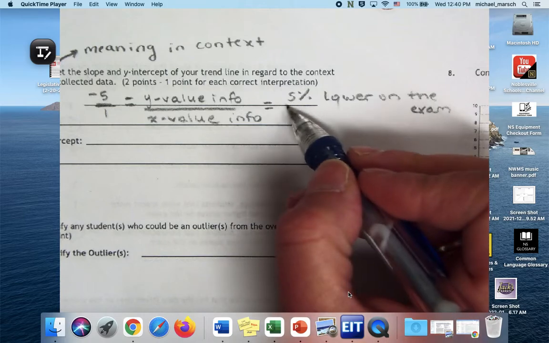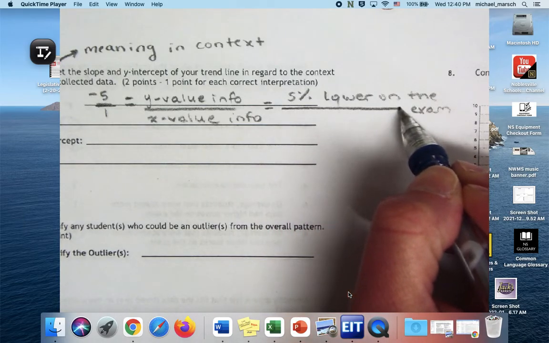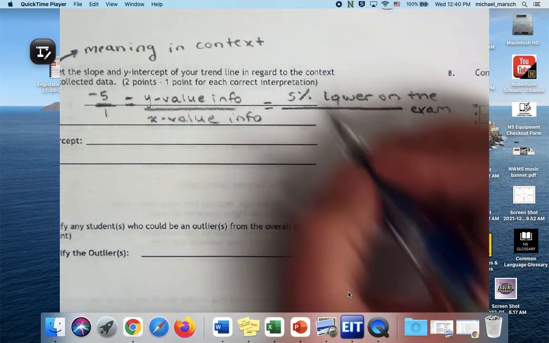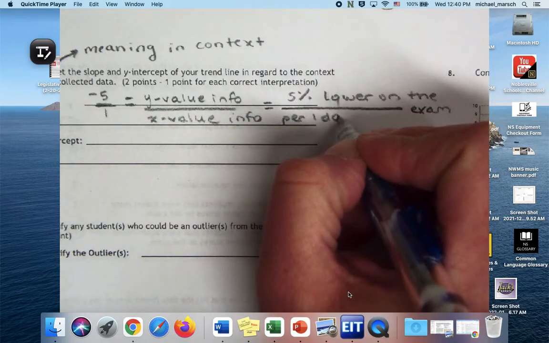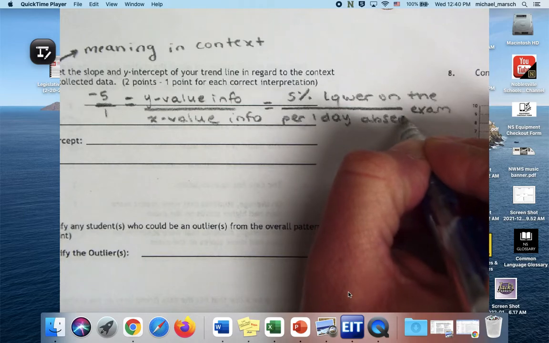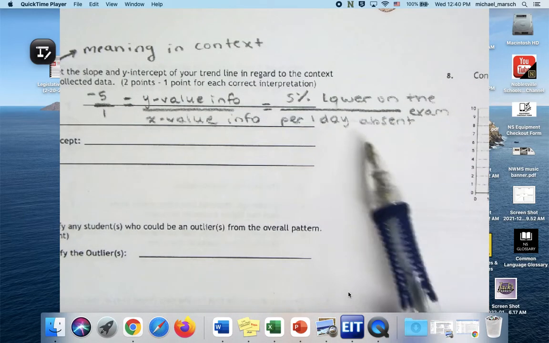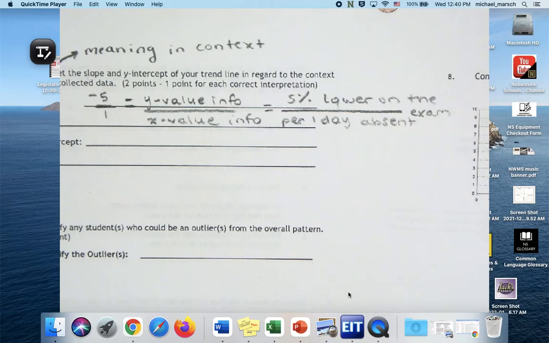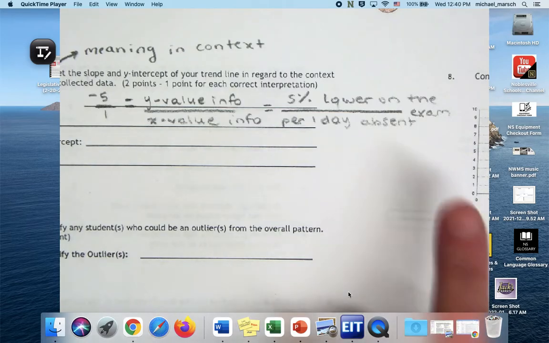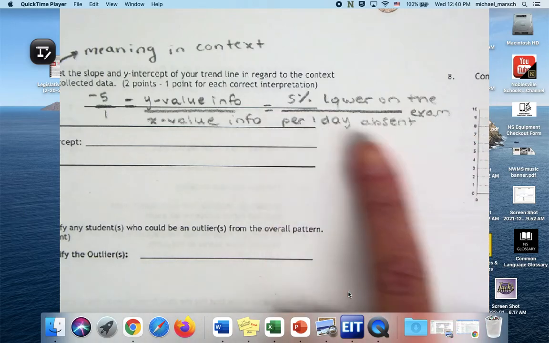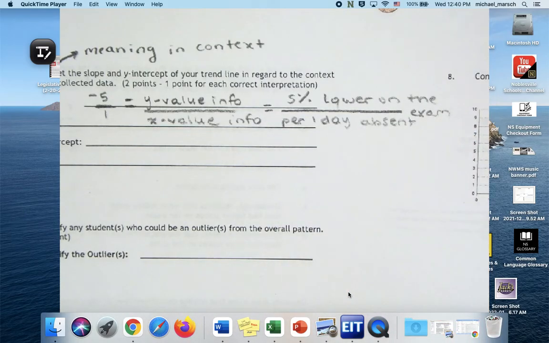And the x value is, what's the title for my x value? For 1 day absent. So that's what it means in the context. According to what we did with the scatter plot and the trend line and the equation, my grade is going to be 5% lower every extra day I'm absent. According to this data, that's what we can expect. Right? So if you can't remember, go back and look at your graph. It tells you what those things stand for, what those numbers represent.